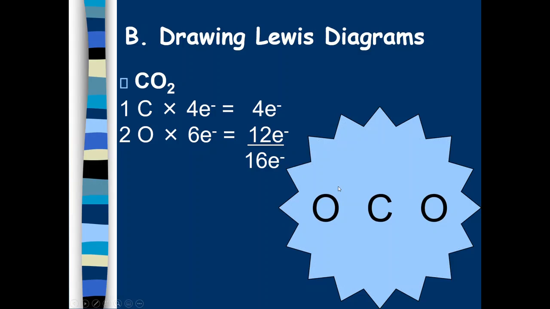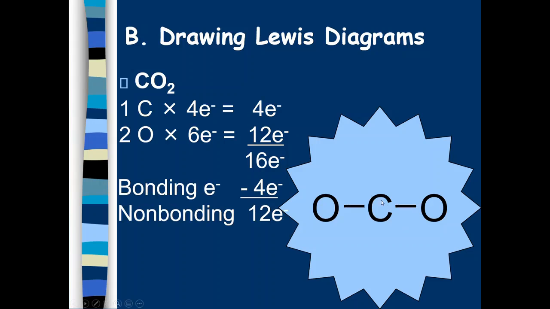Step 2 is to arrange the atoms so that the singular atom is in the middle, generally speaking, but if carbon is present, it always goes in the middle. So here I've put carbon in the middle. And now step 3 is to form bonds between the atoms. So I draw in a bond between carbon and oxygen, a bond between carbon and oxygen. That's 1, 2, 3, 4 electrons I'm using for bonding.